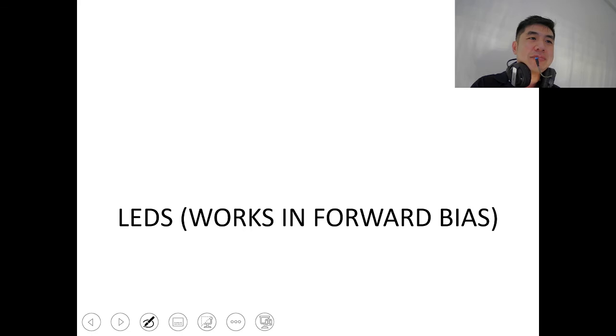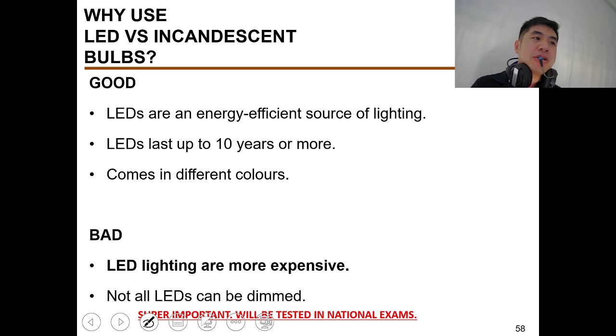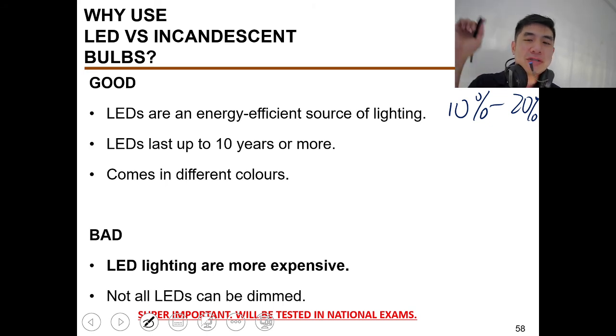Now we talk about the easier parts already. The LEDs. Yes, the LEDs work in forward bias. Why use LED? Because LEDs are an energy efficient source of lighting compared to the standard light bulb. They only use about 10% of what the standard light bulb uses. Even for very good energy saving light bulbs like the halogen bulbs, they are also at least 20% cheaper in terms of energy. So 10 to 20%, I would say. They are very efficient, using 10 to 20% less energy than most different kinds of light bulbs you can find outside.